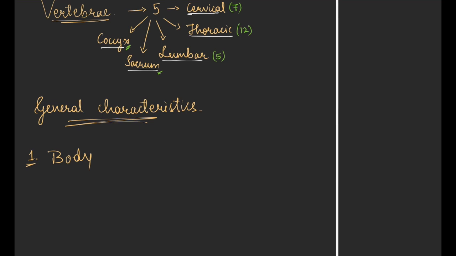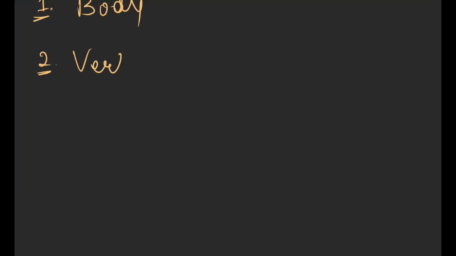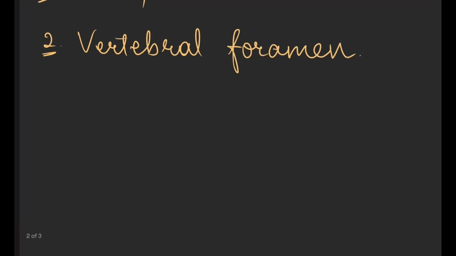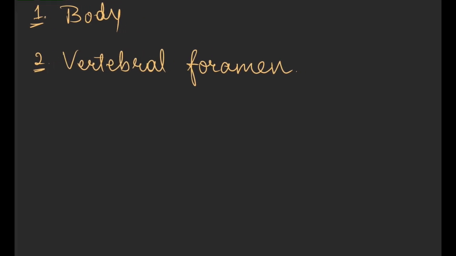Second, there are some holes. One of them is known as the vertebral foramen. And there are some arches, some laminas, some notches. So, the vertebral arch.